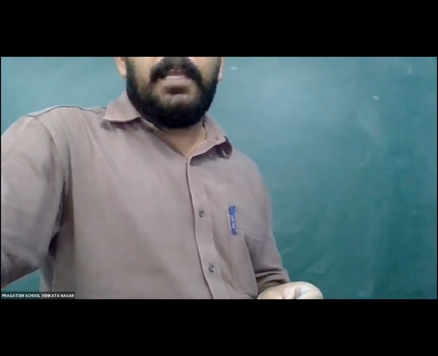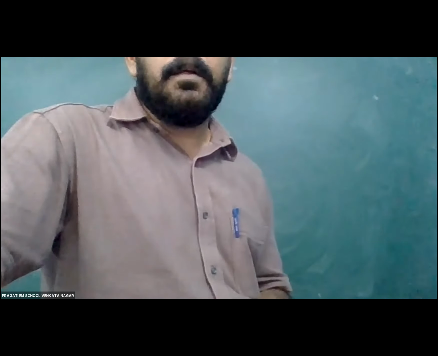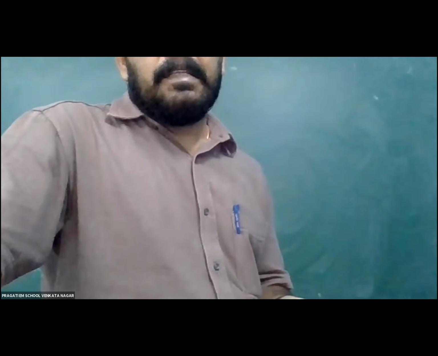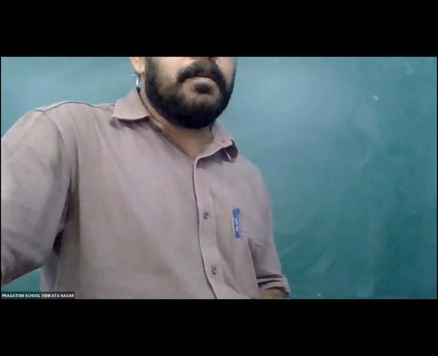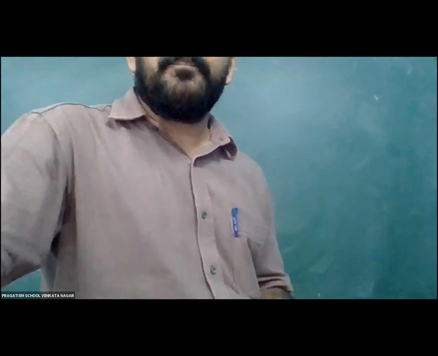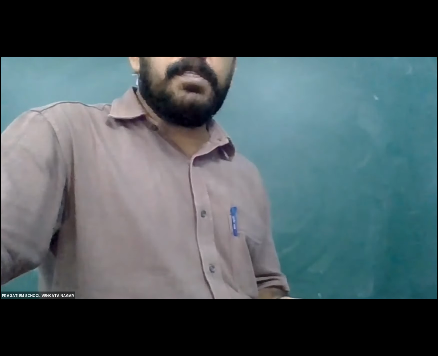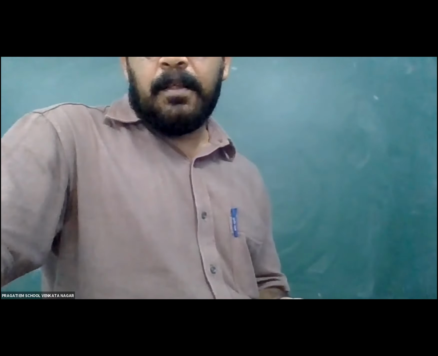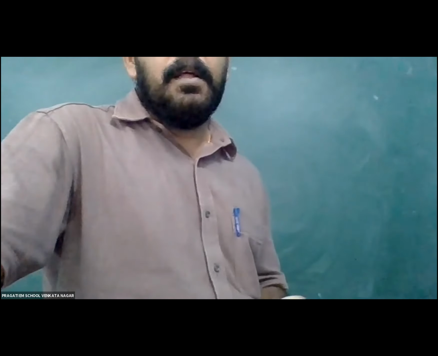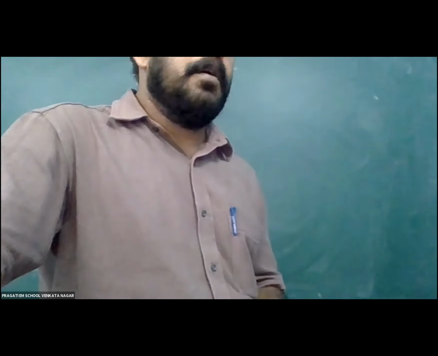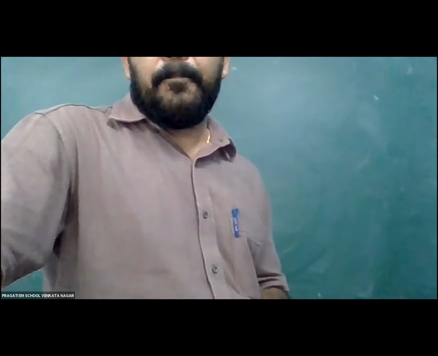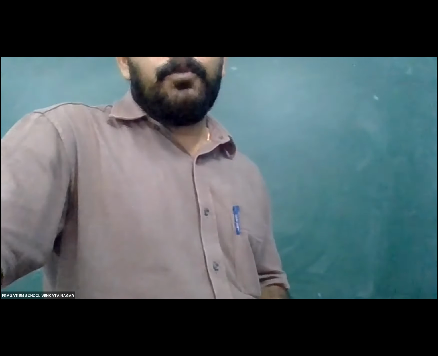Listen, definition. The force which opposes the relative motion of an object is called frictional force. It does not need to stop, it can even decrease. The force which opposes the relative motion of an object is called frictional force. Thank you, sir. So you should write examples.